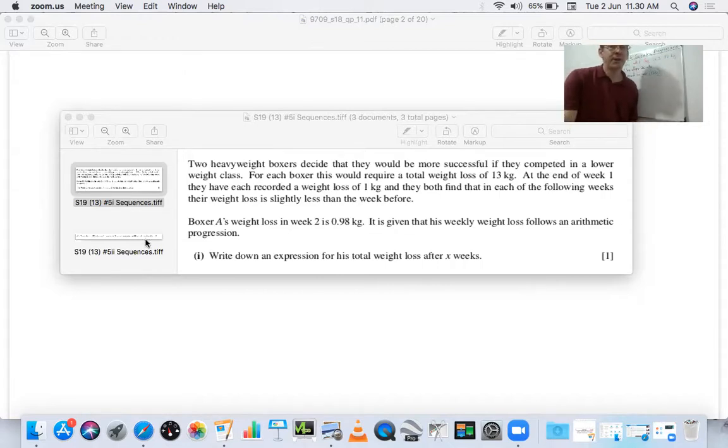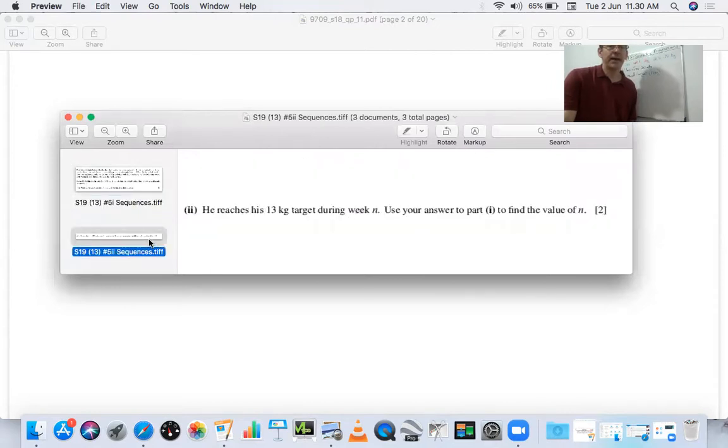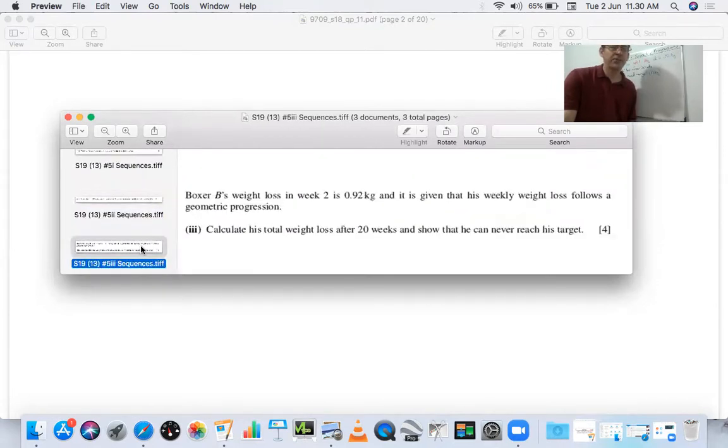And so we did part I and we did part II. Now we move on to the part III. Notice there's a heading over it, meaning this information now applies to part 3. It says boxer B's weight loss in week 2, I put it over here, is 0.92. Now remember, we already saw that both of them in week 1 lost 1 kilogram. So I wrote that information again because it didn't give us week 1 here. We have to look at the top. And it says the weight loss follows a geometric progression.